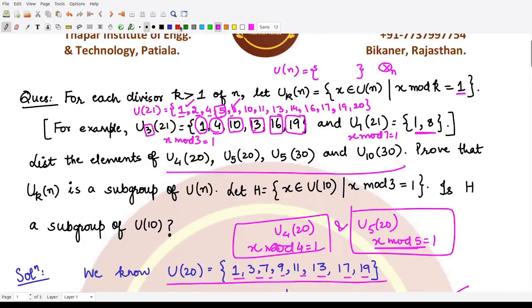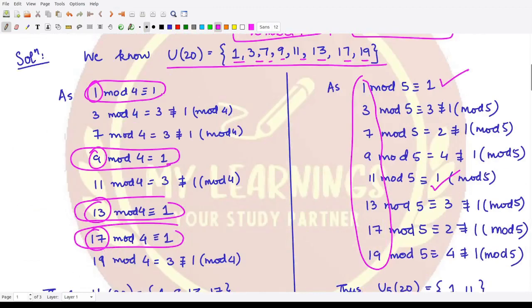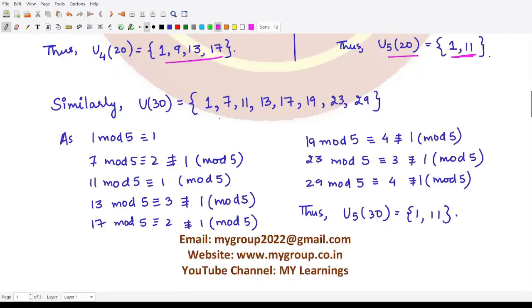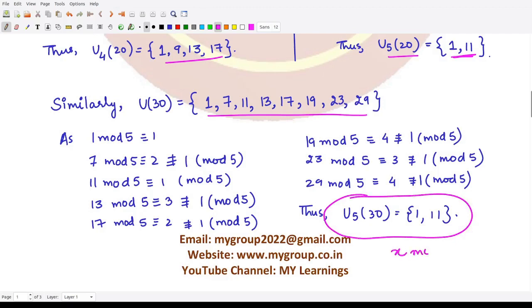For the next one, we have to compute U_5(30) and U_10(30). For that you require U(30). So first of all, we list down the elements of U(30) here. Once you know the elements of U(30), let's compute U_5(30). You are looking for all such x such that x mod 5 gives you 1. So we compute it for all the elements here. You obtain 1 for 1, for 11, and for no other element. So only these two elements are present within your U_5(30), correct?